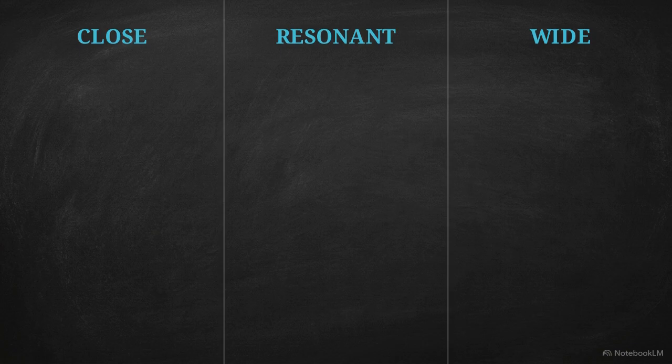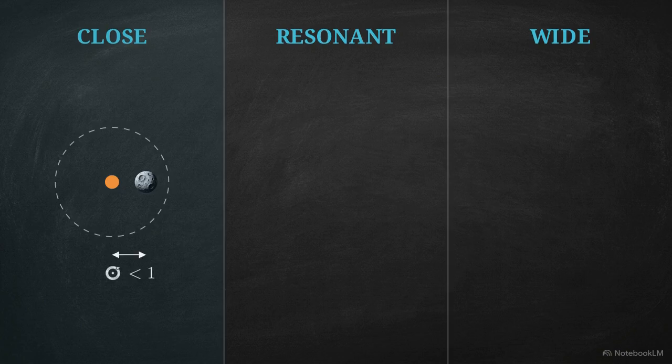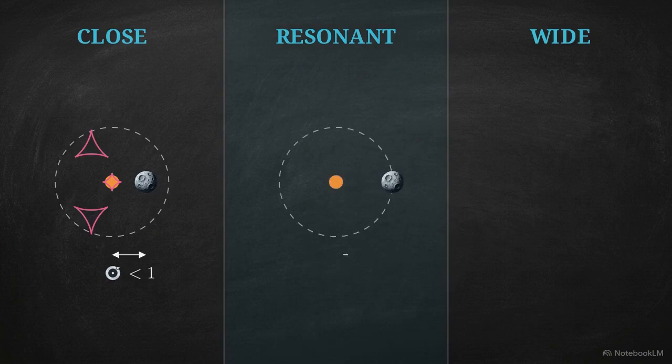Depending on that distance, every binary system falls into one of three distinct topological regimes: close, resonant, and wide. In the close regime, where the orbital distance d is much less than 1, the planet orbits tightly against the star. This creates a small central caustic and two distinct planetary caustics further out.